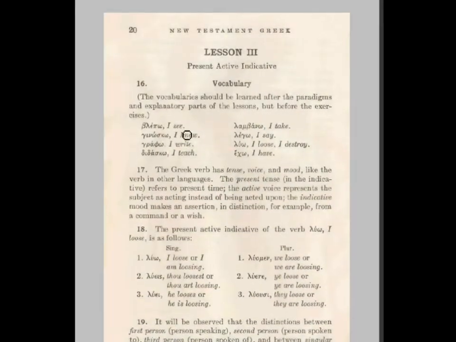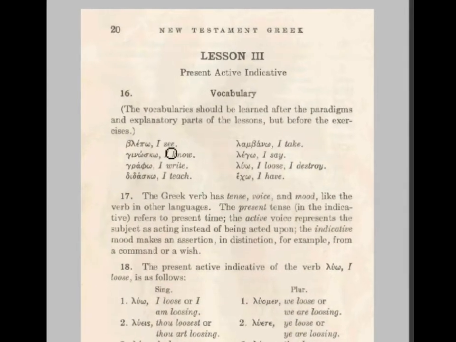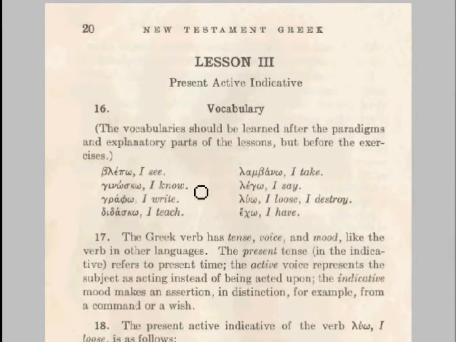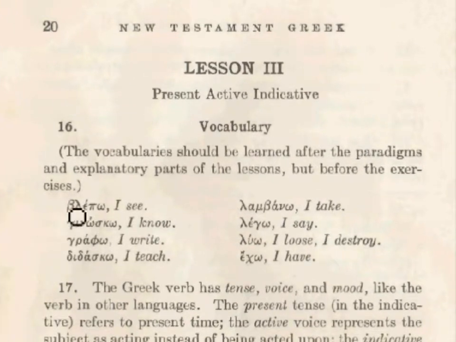So we're looking here at the first page of chapter 3. And you'll notice the vocabulary list is provided for you. The first of the words that we have here is, can you say that? Blepo, blepo. You may know the English word, it's an eye disease, blepharitis, which actually is taken from this Greek root, but it means I see. As we were indicating a moment ago, it's the first person singular.